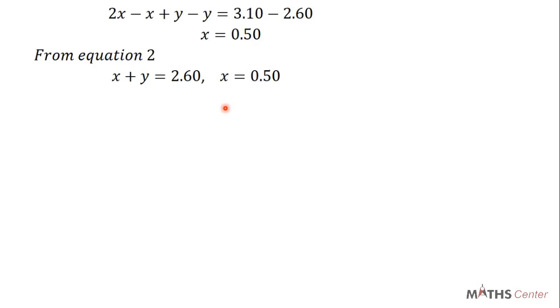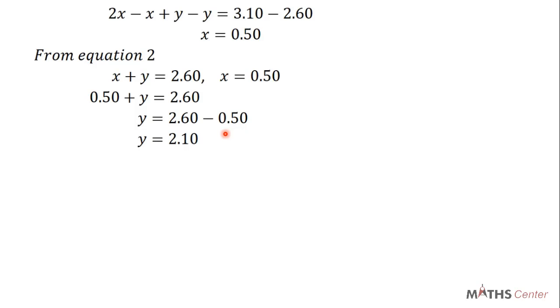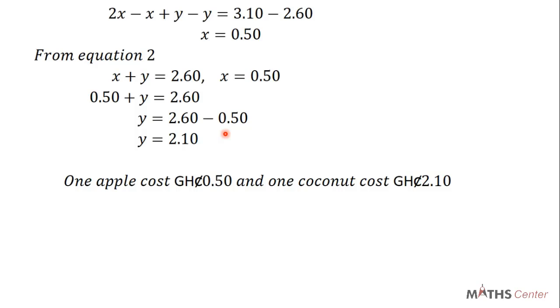Okay, now how do we find y? We know from equation 2 that x plus y is equal to 2.60, but we just found x to be 0.50 as you can see here. So we will replace x with 0.50. So 0.50 plus y is equal to 2.60. Y will give us 2.60 minus 0.50. So y will be equal to 2.10. What this means is that the cost of one apple is 0.50 and the cost of one coconut is 2.10.